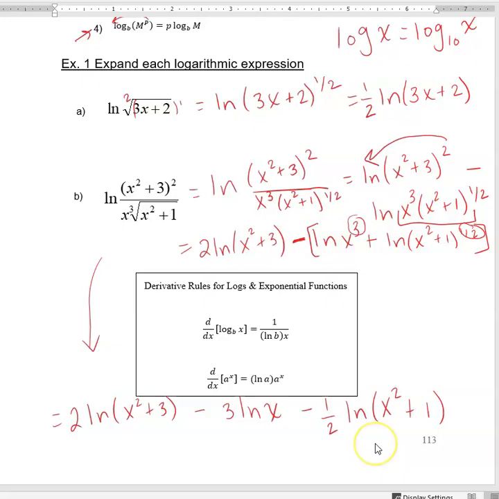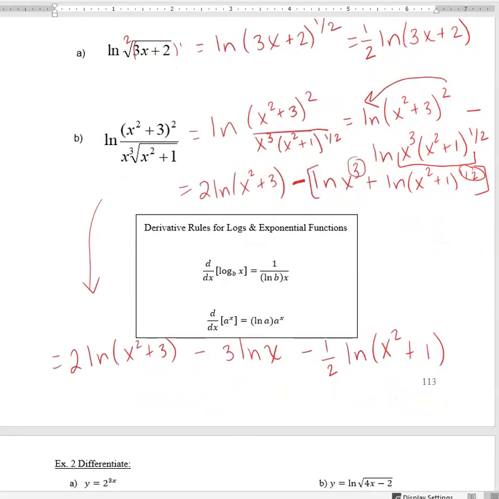So before we start doing some derivatives, let's make sure we understand the rules. Make sure you put a little star by this. When we see a logarithm, the derivative of log base b of x is going to be written as 1 over the natural log of b times x, whatever is in that argument. So that's the rule for taking the derivative of a logarithm.